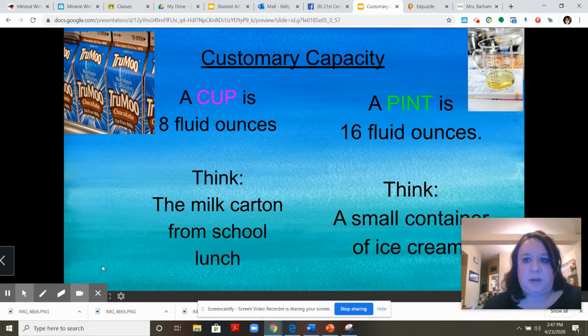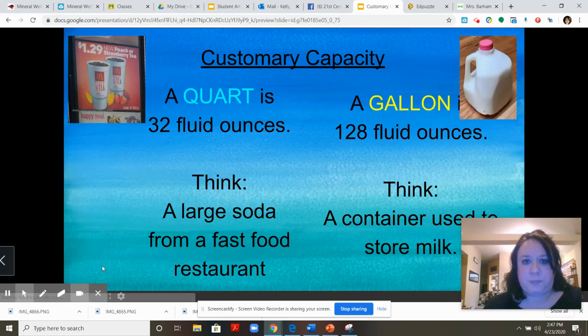So you're thinking about the milk carton that you have in the cafeteria every day. Okay, then we're talking about a pint. A pint is actually 2 cups. So 8 plus 8 is 16. So a pint has 16 fluid ounces. In this case, you're going to think of a small container of ice cream.